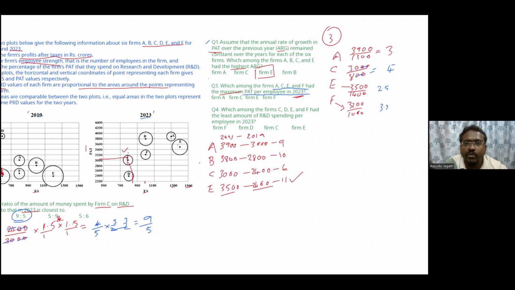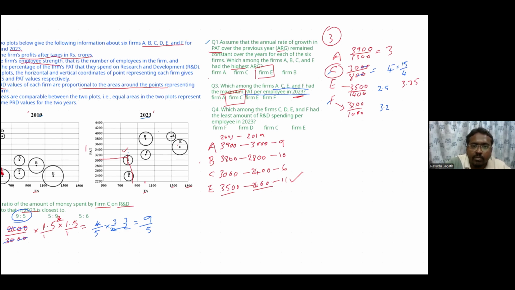Out of C and F, we are getting C. C is having 30 by 8, which is 15 by 4, which is 7.5 by 2, which is 3.75. So directly we can write 3.75. So C is having the maximum PAT by employee ratio. So the answer for the third question is option C.